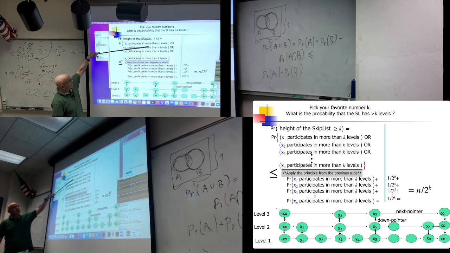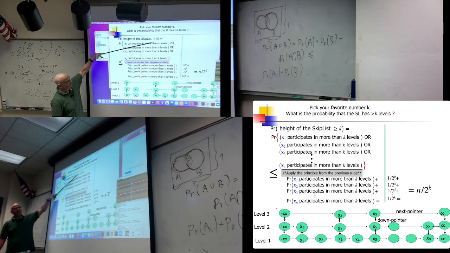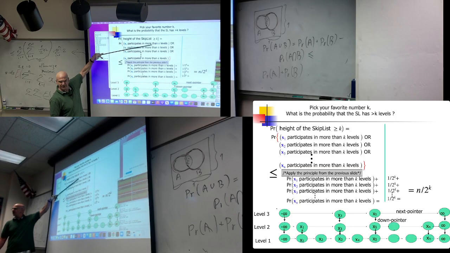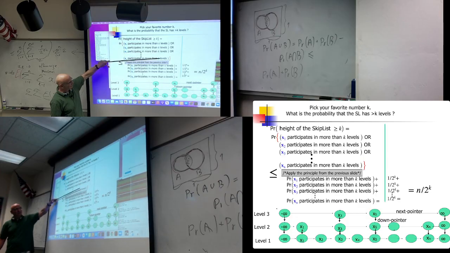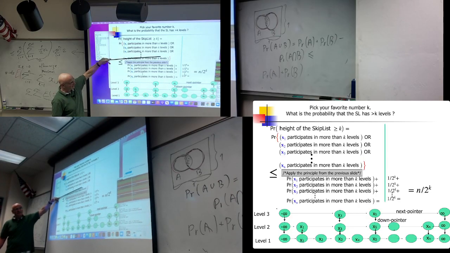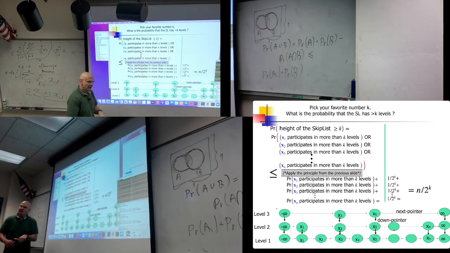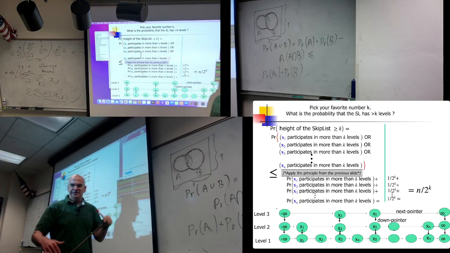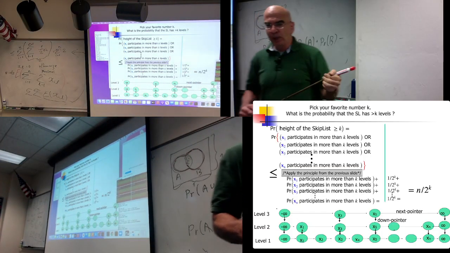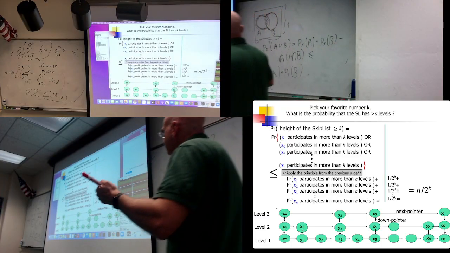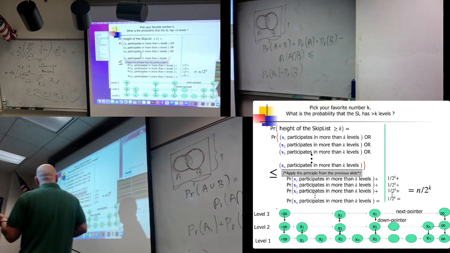Or possibly x2 wants to be in so many levels. And it's logic, all right? It could be that both of them want to be in so many levels. Or x3 wants to be in so many levels, or up to the last element that wants to be in so many levels, in log n levels. And it's enough that one of them wants to be, but it will be the same thing if I have more of them.